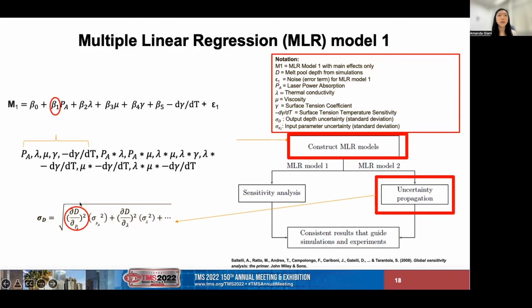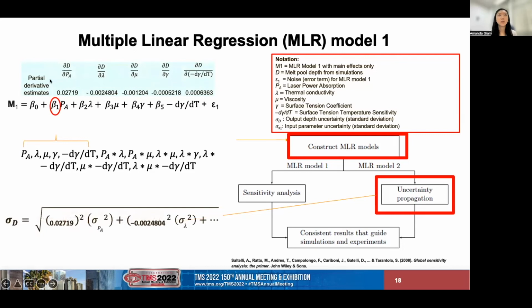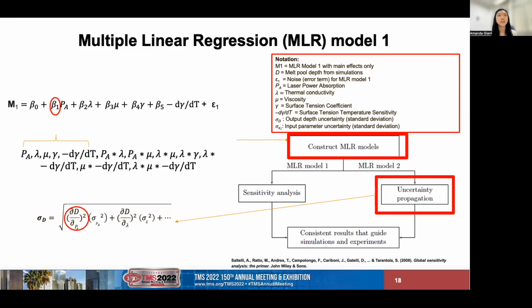In order to estimate the values of these partial derivatives, we construct a multiple linear regression model M1 based on the 5 main effects of our input factors. Then we use least squares regression to estimate these values and substitute them back into the defining relation to define the relationship between the output uncertainty of the melt pool depth as well as the 5 input uncertainties.